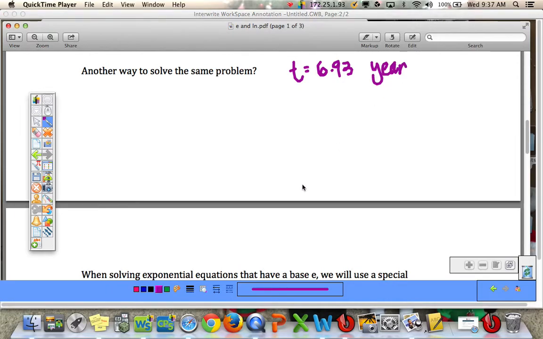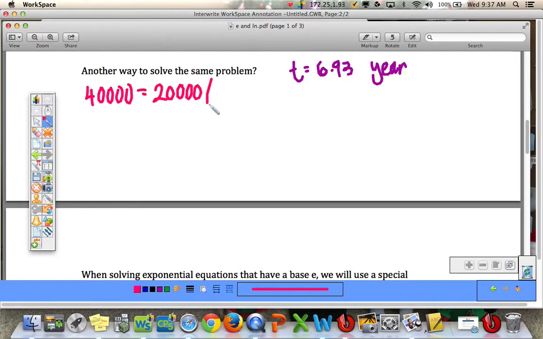What's another way we can solve this? Well, let's look at the equation. We have 40,000. We want to know the starting value, 20,000, and we have growing continuously, e to the 0.1t. So there's our equation. Let's solve it. Let's get the base and the exponent by itself. Let's divide each side by 20,000. We get 2 equals e to the 0.1t.